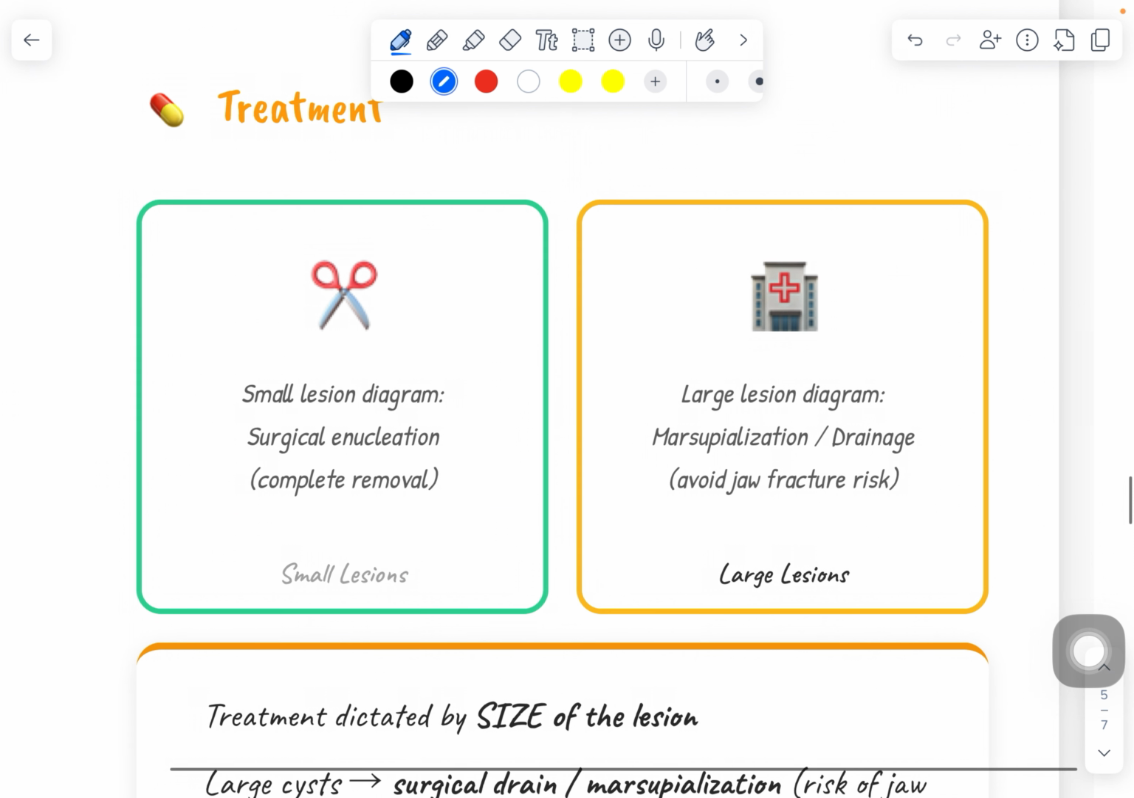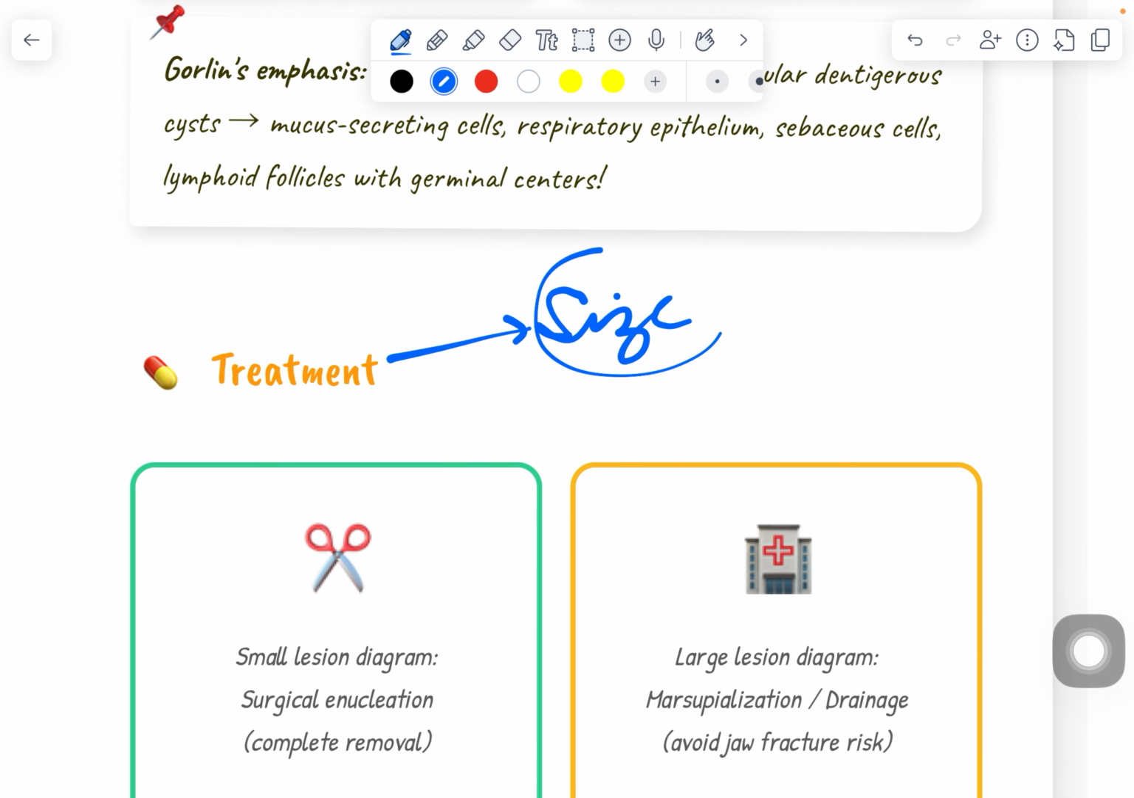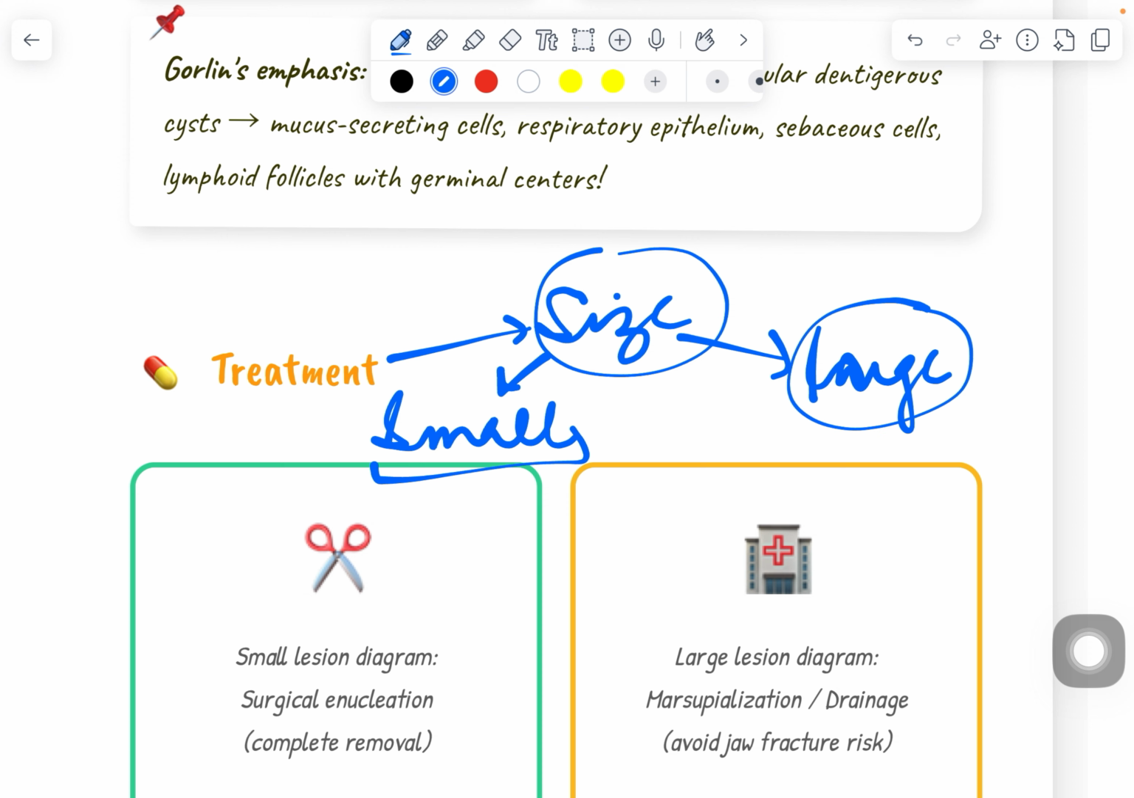Coming to the treatment is basically dependent on the size of the lesion. अगर तो हमारी lesion का size है small तो हम उसको remove ऐसे ही कर देते हैं, उसकी excision कर देते हैं. But अगर उसका size होता है large तो there is a chance of pathological fracture. Now what do you mean by pathological fracture? Let me explain it to you.